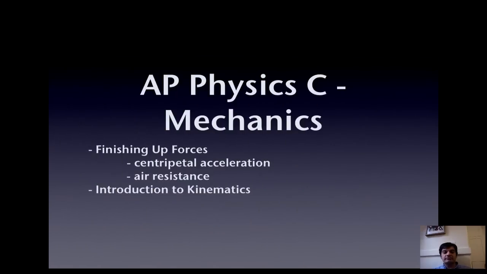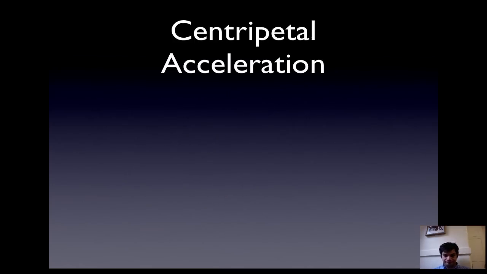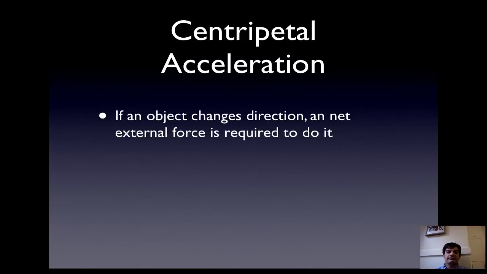Alright, so let's get started. Again, a couple of things that we're going to talk about: centripetal acceleration and air resistance. So let's jump in and do it. Centripetal acceleration is a different kind of acceleration than what we've studied in physics. We talked about it a little bit last year in Physics 1-2, but we're going to go into a little bit more detail this year, especially since we're doing it at the beginning of the year.